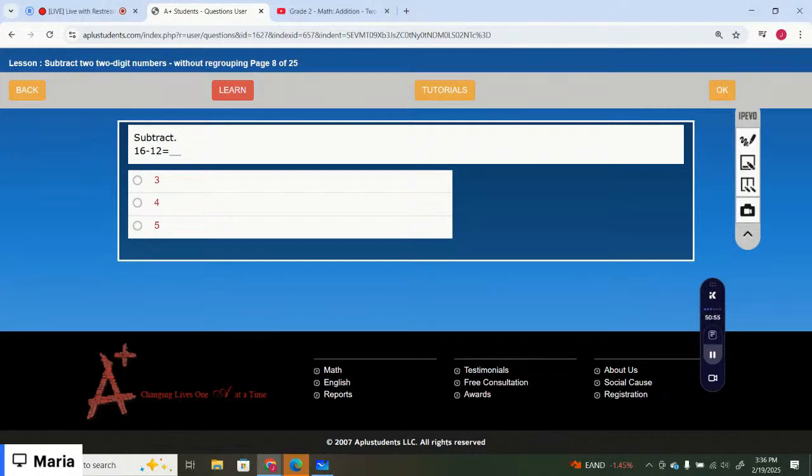16 take away 12. That is 4. Option number 2 is the correct option.